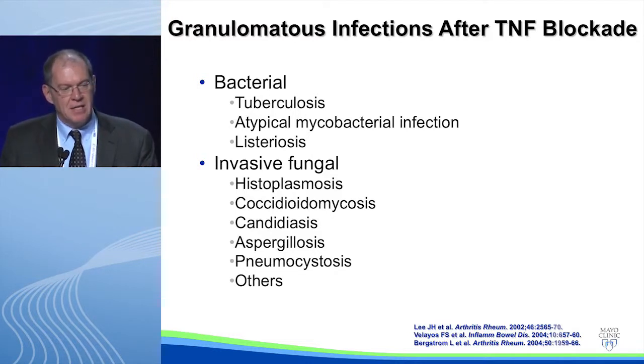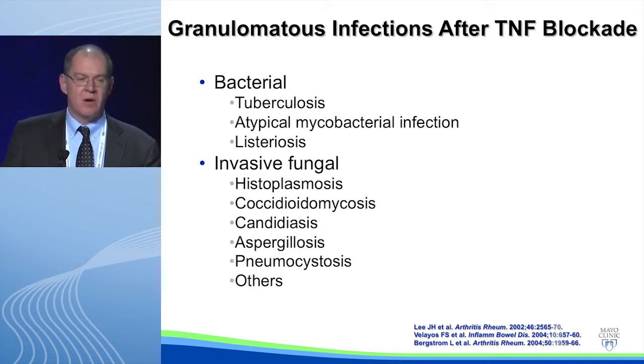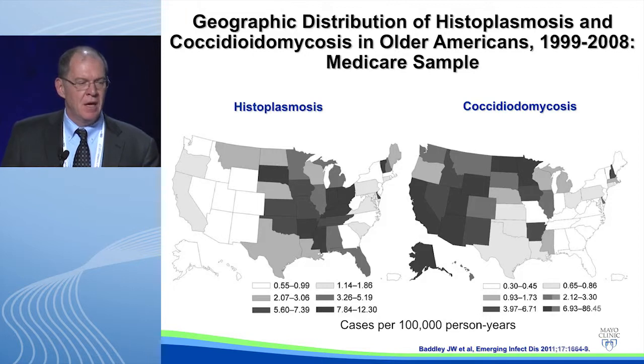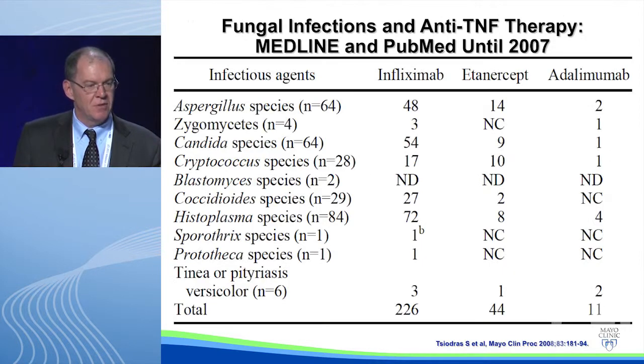And just for anti-TNF therapies in particular, we have a variety of granulomatous infections like tuberculosis, listeria, and then for invasive fungal, you've got histo, cocci, candidiasis, aspergillus, pneumocystis. So all of these are of concern in patients on anti-TNF therapy. And most of you, if you live in the Histo belt, already know this. It's generally the Ohio River Valley and the Mississippi River Valley, and Cocci is mostly in the southwestern United States and the Central Valley of California. So you have to be aware of these.